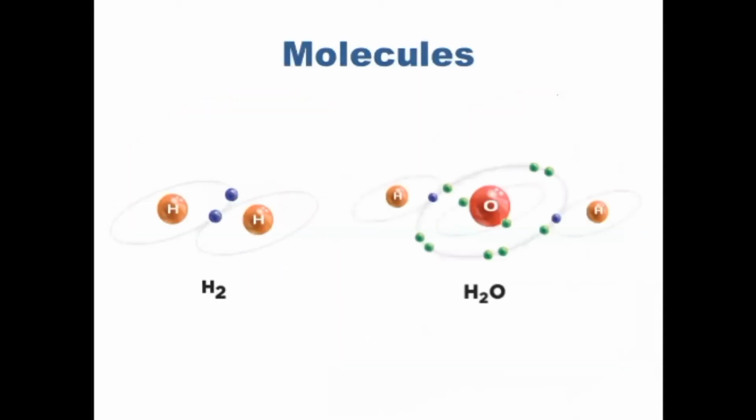Molecules are 2 or more atoms bound together. So hydrogen, H2, is 2 of the same atoms bound together, but H2O are different atoms bound together. So it's really HOH. We have a hydrogen, an oxygen, and a hydrogen, and they're all bound together.